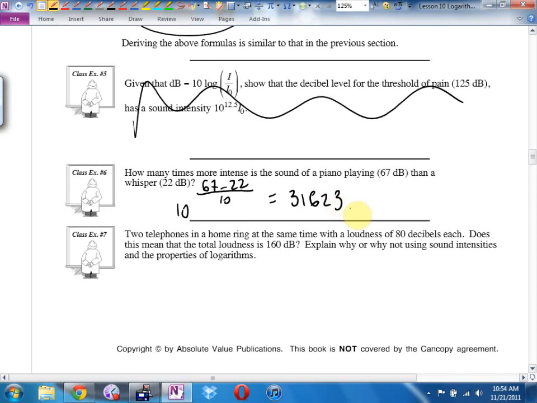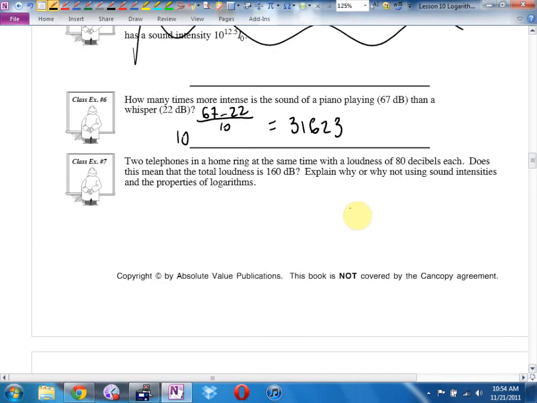Example 7. Two phones in a home ring at the same time, and each ringer has a loudness of 80 decibels, 80 dB. Does that mean the total loudness is 160 decibels? Why or why not? Convince me. I saw Kirsten shaking her head. She's correct. Why? Can you turn back a page, Kirsten? What was the threshold of pain?